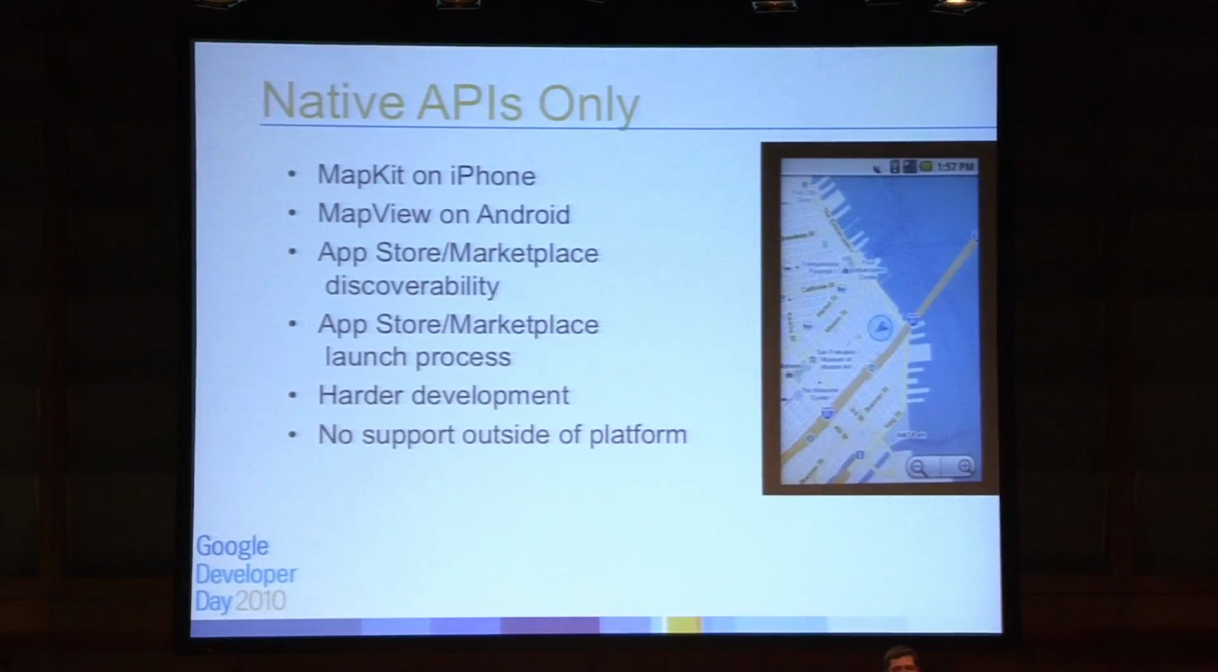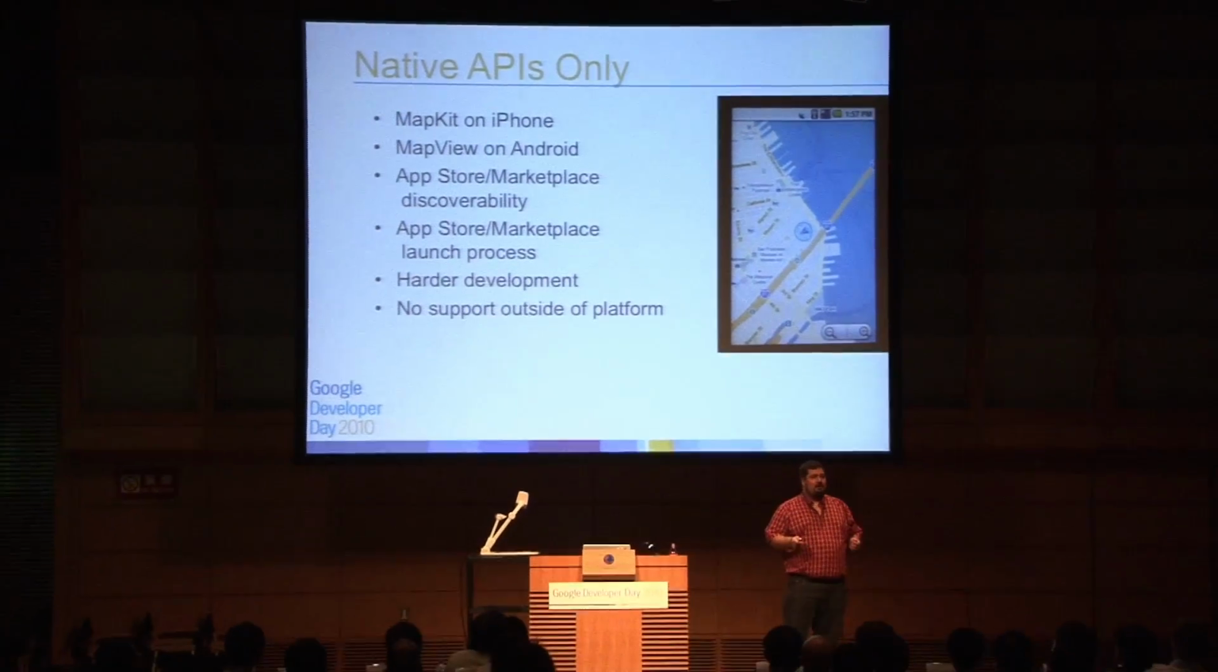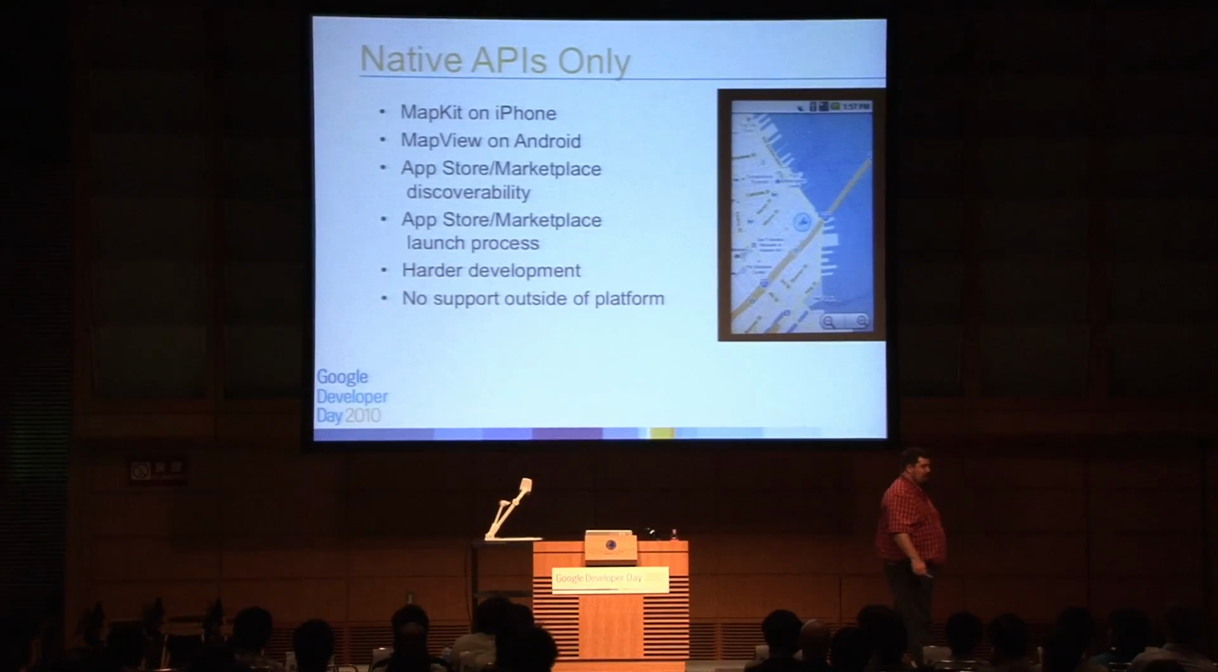Okay, so the next thing I want to mention is the native APIs. Now, the advantages here, as I mentioned, is you get full integration with the SDK. Anything that you can do on the phone, anything you can access on the phone is available to you through that, including things like contacts and other things that might not be available through the WebKit browser. You get the App Store and Marketplace discoverability. That is, people will actually find your applications through these mechanisms.